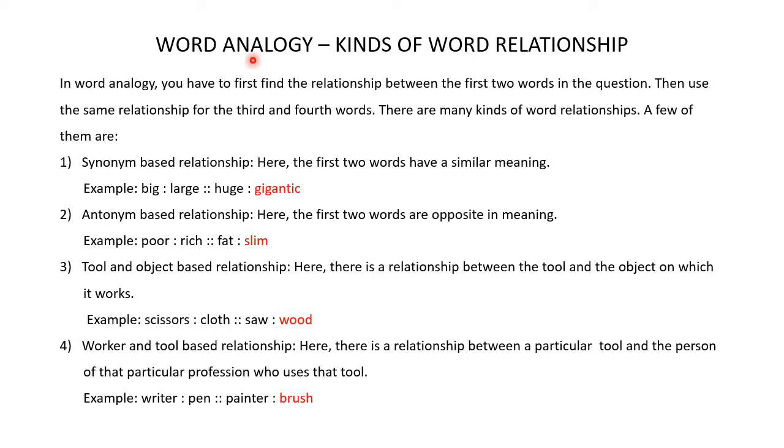In word analogy, there are various kinds of word relationships. Let's learn a few of them. In word analogy, you have to first find the relationship between the first two words in the question. Then use the same relationship for the third and the fourth words. There are many kinds of word relationships. Let's learn a few of them. Synonym-based relationship. Here, the first two words have a similar meaning. For example, big and large are synonyms. They have the same meaning. Similarly, huge and gigantic have the same meaning.